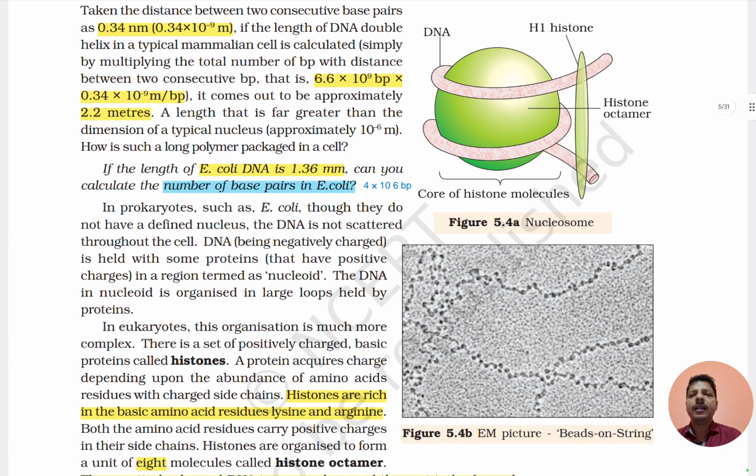And then if the length of E. coli DNA is 1.36 mm, calculate the number of base pairs in E. coli. We already saw in the PDF, it will be 4 × 10⁶ base pairs. Okay.